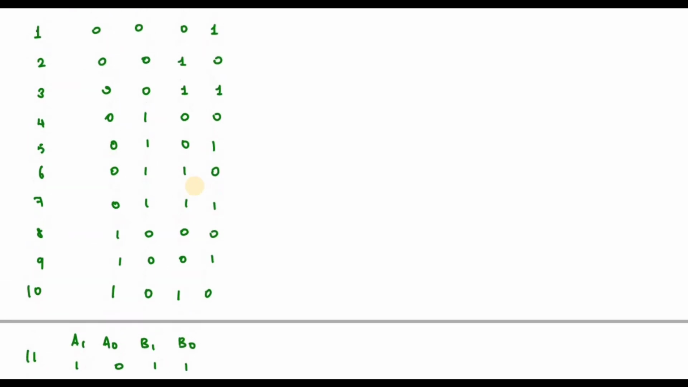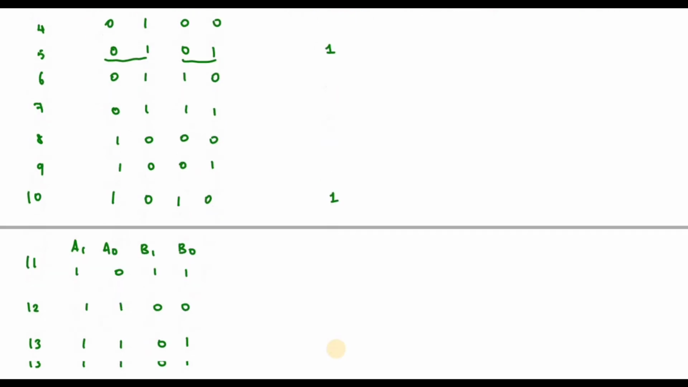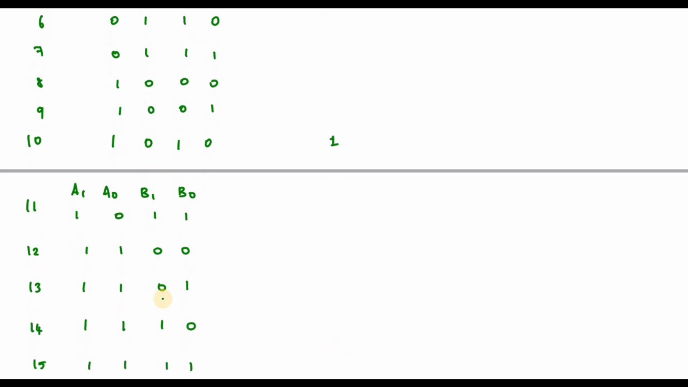So if we compare, for what values A1 and A0 is 0, and this is also 0 and this is also 0, it is 1. Similarly, you can see this is 0, 1 and this is 0, 1. So it is 1. And here you see 1, 0, 1, 0. So this is 1. And for 1, 1, that is 1. For the rest of the values, it is 0. Okay.